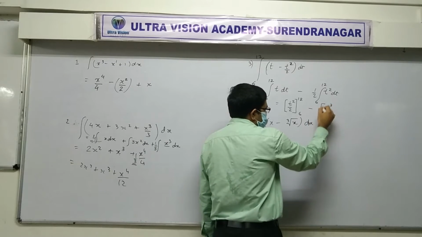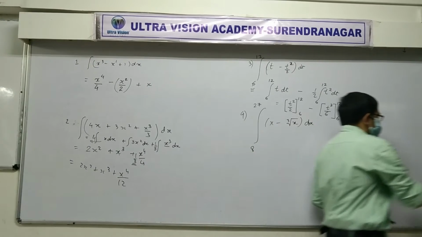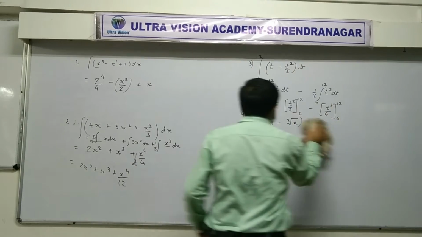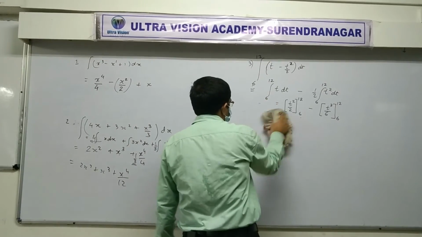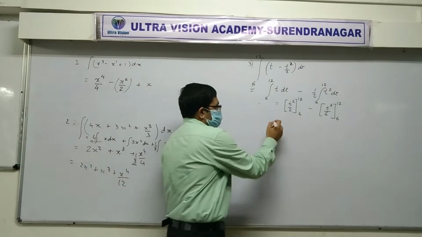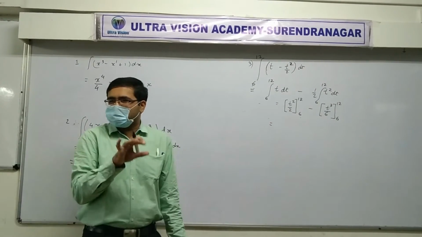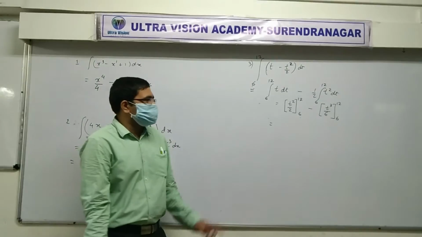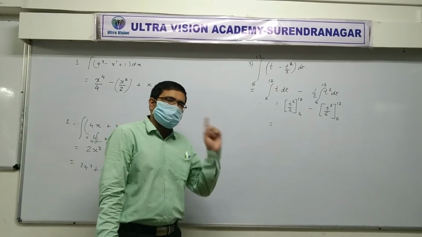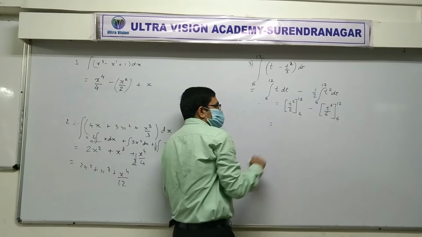You can write the 6 outside also if you want, like I've been telling you yesterday. Similarly, you can put this 2 also outside, the 2 of the denominator. You can do it either way, no worries. Now first of all, what should we do? We have to use the formula. First put the upper limit, minus sign, then put the lower limit, correct? So let's put the upper limit first of all.